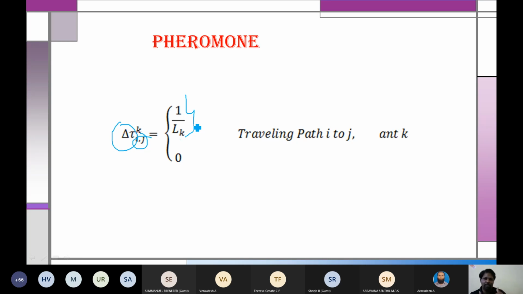This is how we'll be writing the expression for pheromone. Whatever distance we have, it's the inverse of that distance. That's why in the previous example I just put 1 for some distance, right? With respect to that only we'll be seeing the example. So this is how we'll be writing the expression for pheromone.